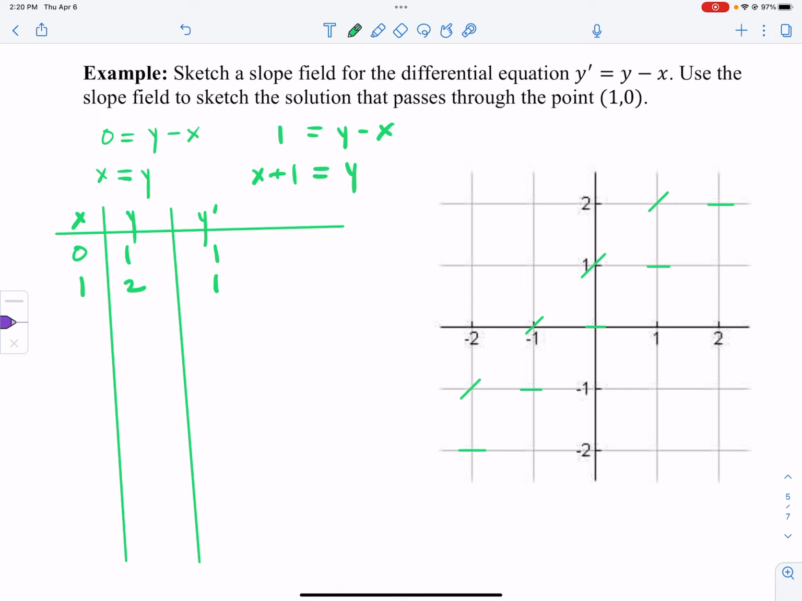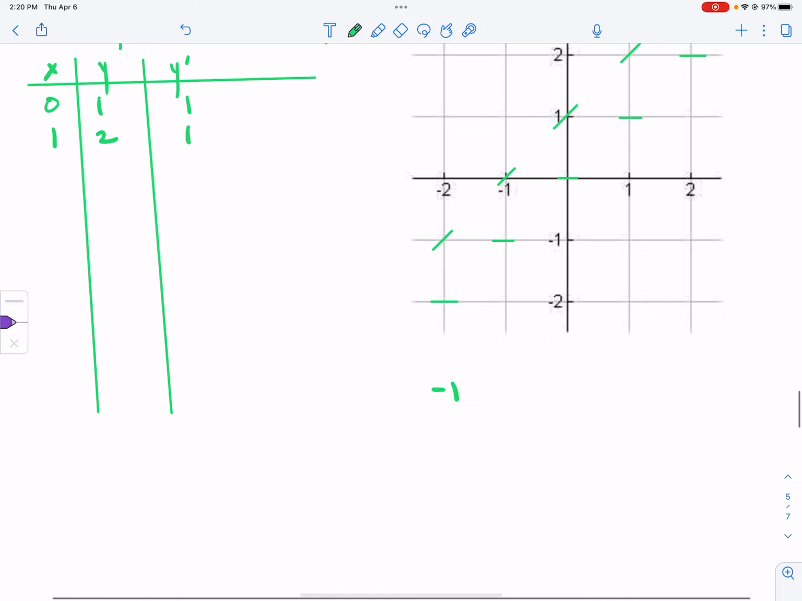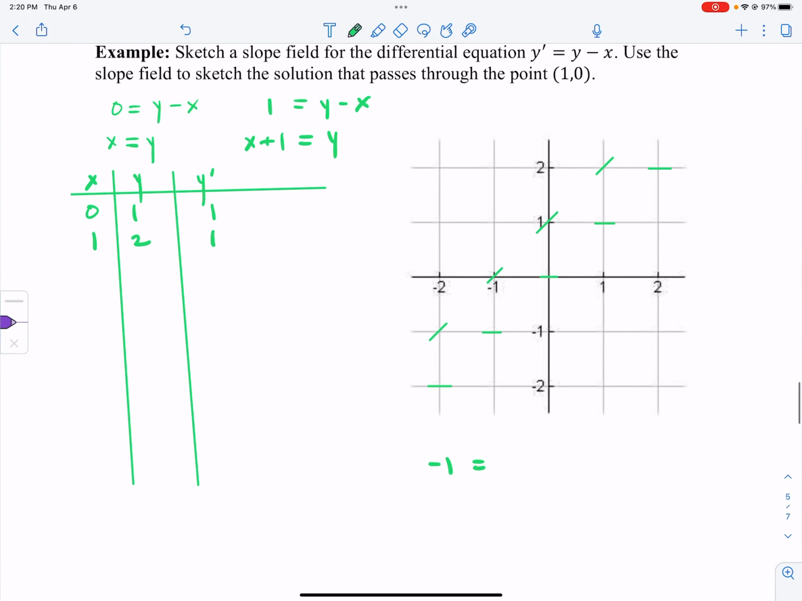You could do the same looking for where y prime would be negative 1. So I'll do that down here, choosing some easy values as points of reference. That would be for when y is equal to x minus 1. So shifting down 1, that would be a slope of negative 1. It's not quite steep enough there, huh? That doesn't look so right. That's a little better.